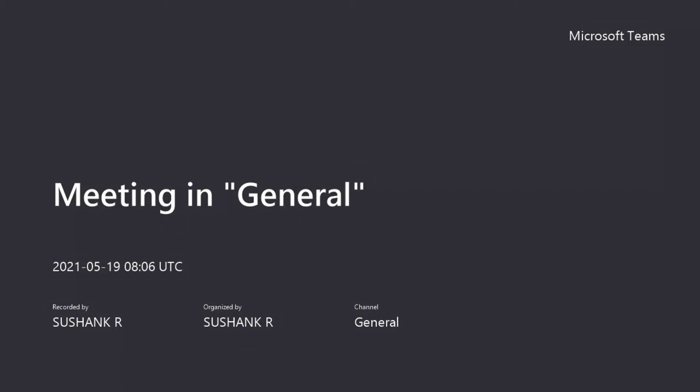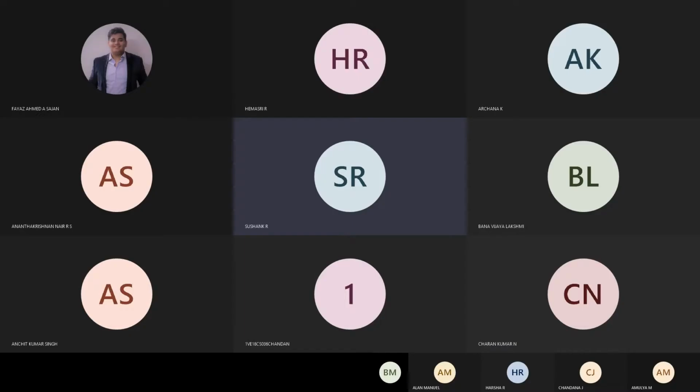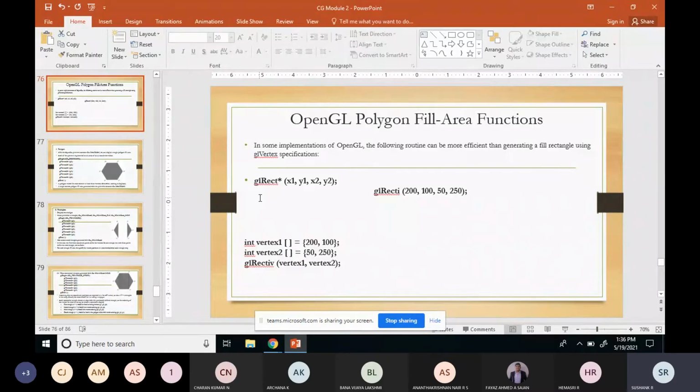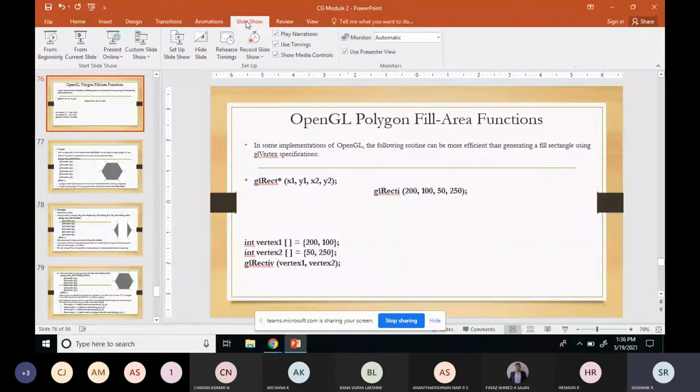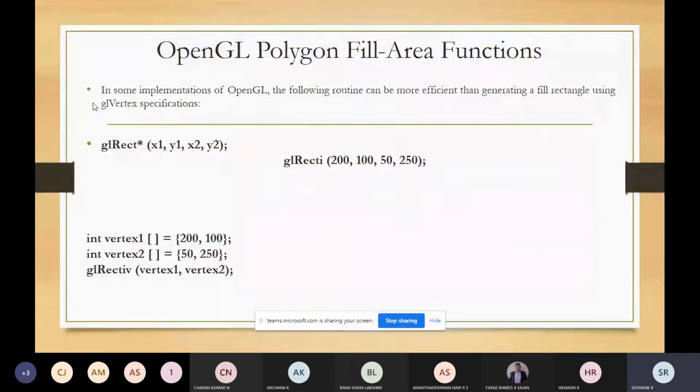which is given by OpenGL. I'll just share the PPT. You just let me know if it is visible. Is the slides visible now? I'll just go into the slideshow. So if it is visible, someone can unmute and they can tell whether the slide is visible or not. Yes, sir, visible. Okay. Then we'll start with this module then.